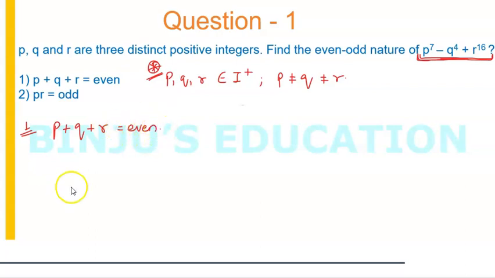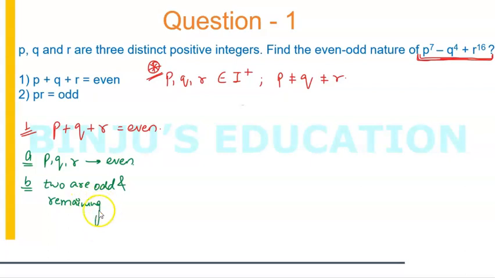Now, if I want the sum of three numbers to be even, case number one is P, Q, R all have to be even. And case number two is two of them are odd and the remaining one is even. And when you talk about the first part, that is P, Q, R all three are even. Okay. Now, let's solve for both of them.